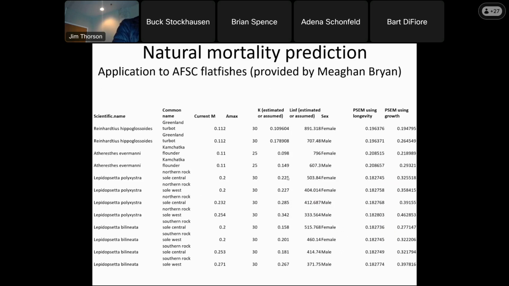And then we've done this in the Alaska Center. We presented this to Plan Team. I actually didn't put the Pacific Cod stuff up here, but the Pacific Cod assessment this year used this method, so it's being used for management. Jason Cope is talking about doing it too.